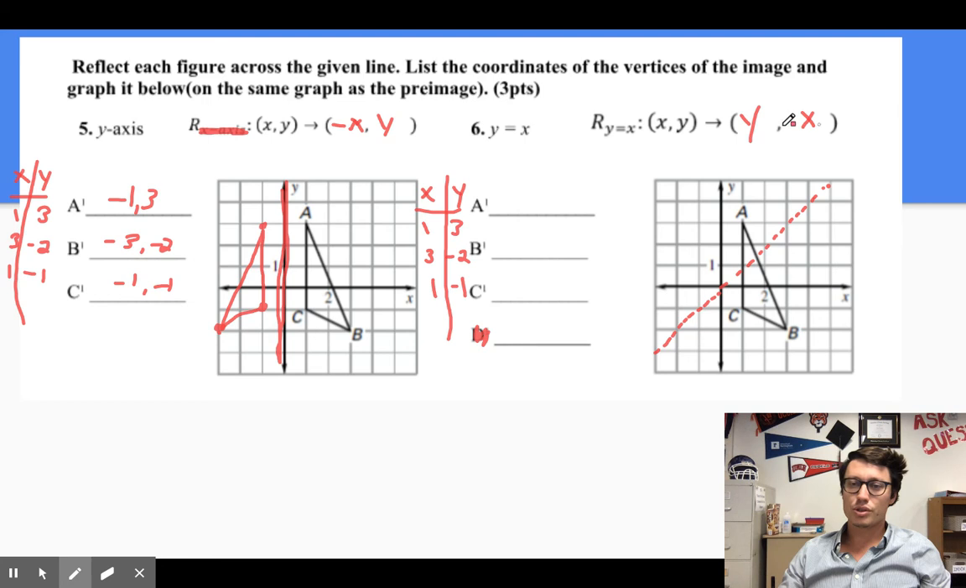And then the rule is that we switch them. So 1, 3 becomes 3, 1. 3, negative 2 becomes negative 2, 3. And 1, negative 1 becomes negative 1, 1. We plot them. 3, 1. Negative 2, positive 3. And negative 1, positive 1.